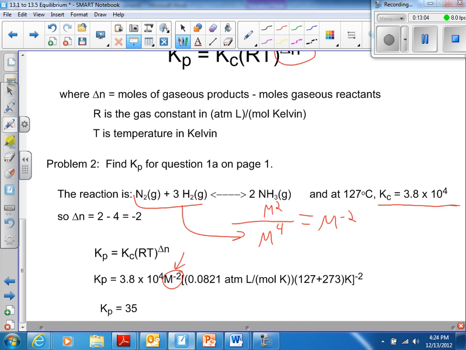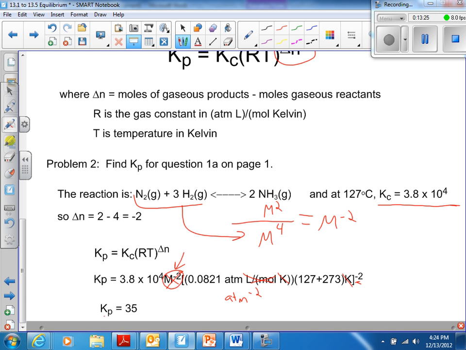And now molar is moles per liter. So right here, these moles per liter and this molar to the negative 2, because we also have a negative 2 over here, those cancel with each other. And the Kelvin cancels with the Kelvin. So I end up with atmospheres to the negative 2 power.